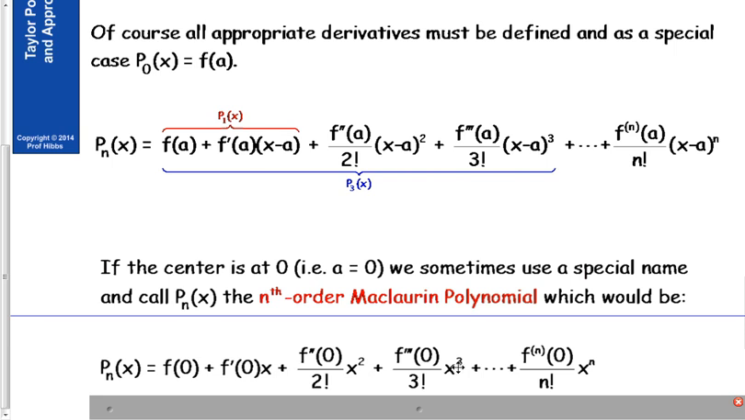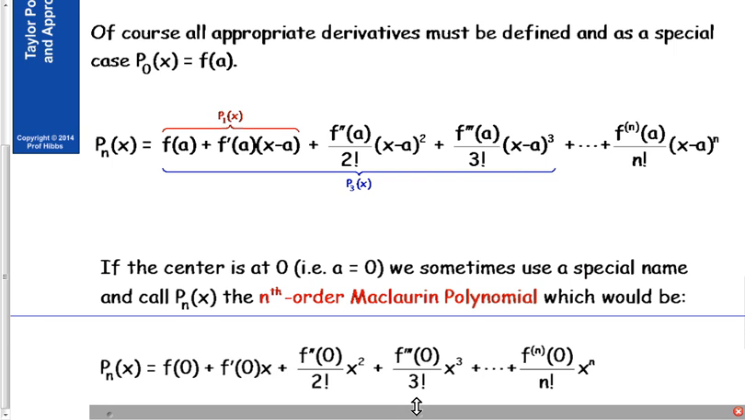And so we don't see that extra part of that polynomial. It looks to be a little simpler expression. So this is when our center is at 0. One time also we'll call it a Maclaurin polynomial. Well, let's look at an example.